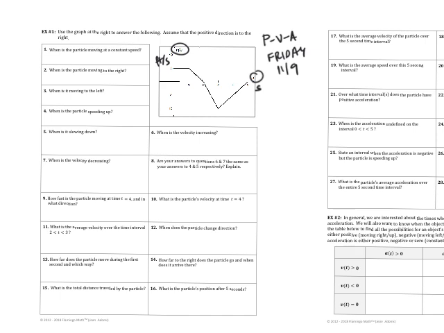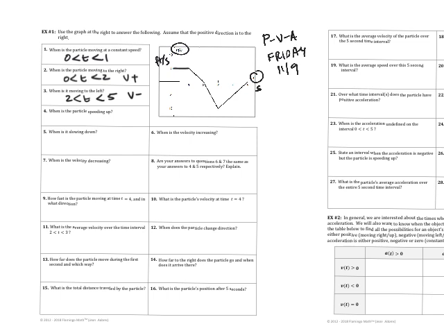So the first question is, when is the object moving at a constant speed? So that is when the velocity is not changing from t equals 0 to t equals 1 second. When is the particle moving to the right? That will be when the velocity is positive. In other words, from t equals 0 to t equals 2 seconds. When is it moving to the left? That will be when the velocity is negative, and that happens from t equals 2 seconds to t equals 5 seconds. When is the particle speeding up?